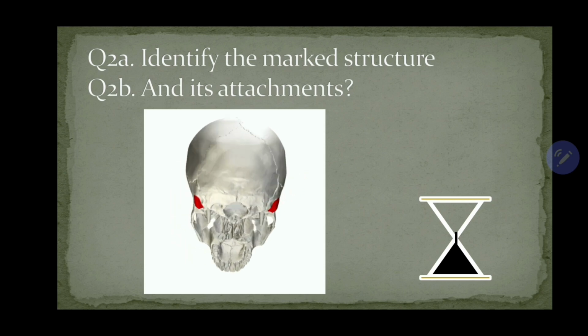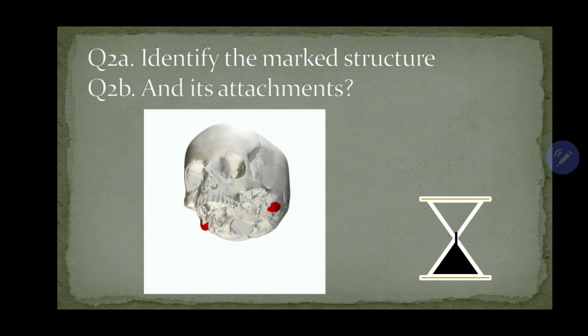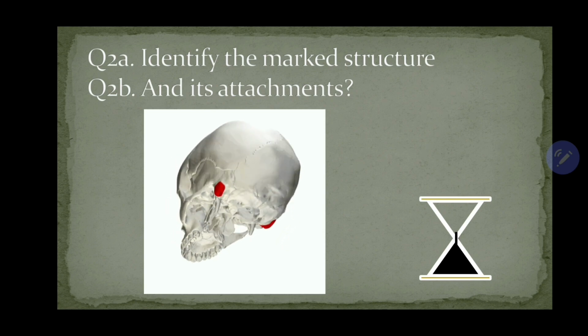Then on the medial surface, on the inner side, there is the origin of the posterior belly of the digastric, and above that is a groove for the occipital artery.